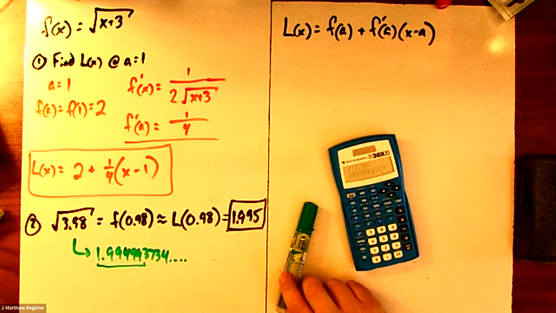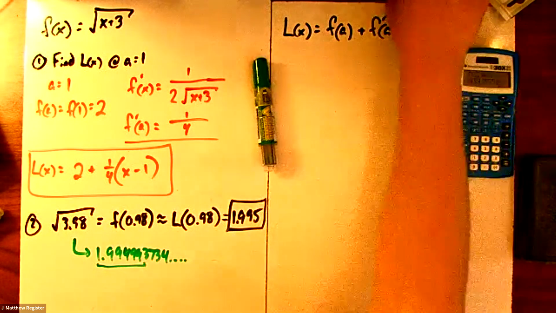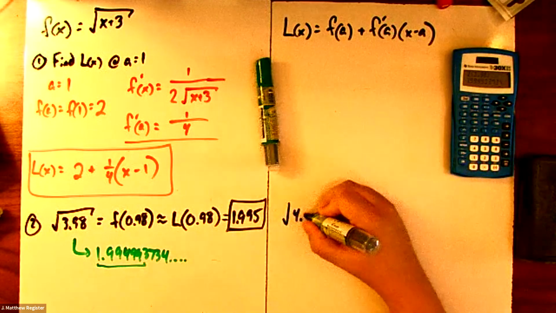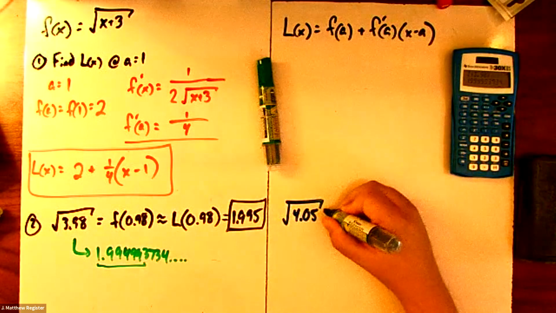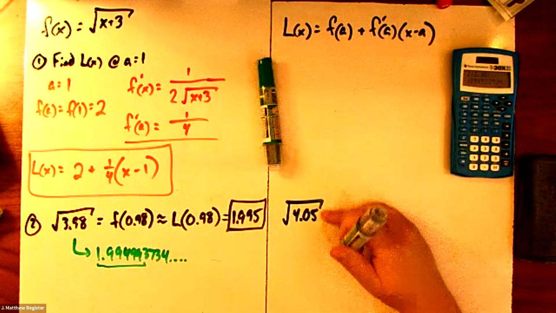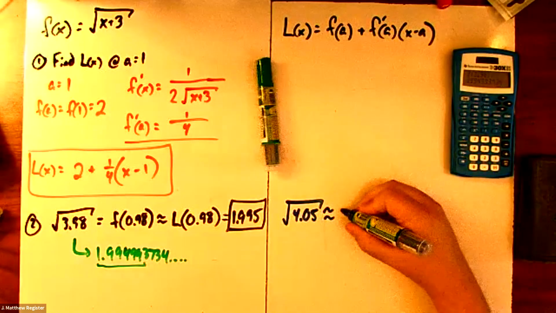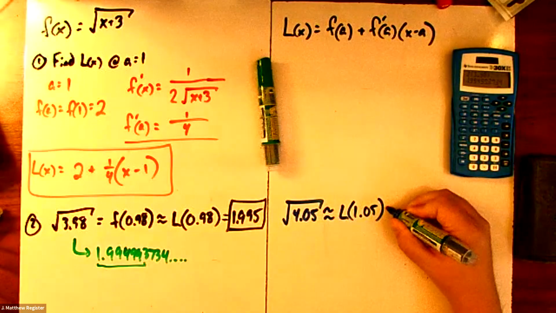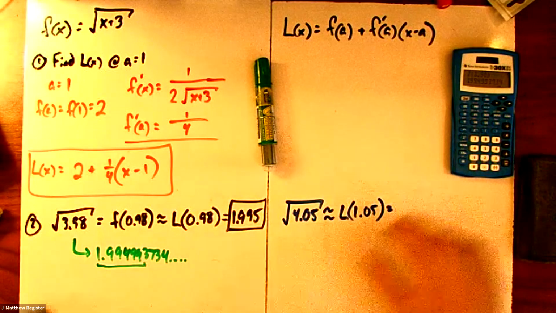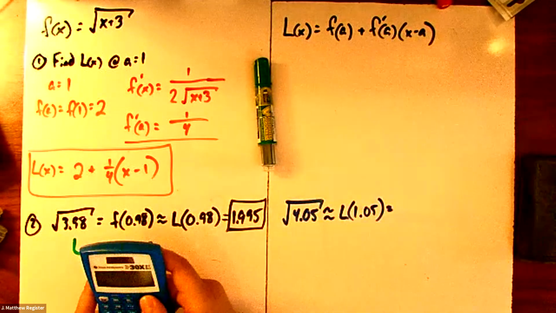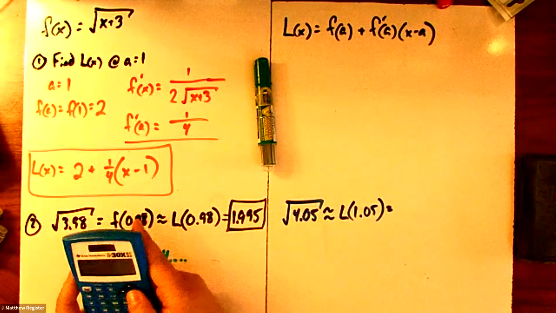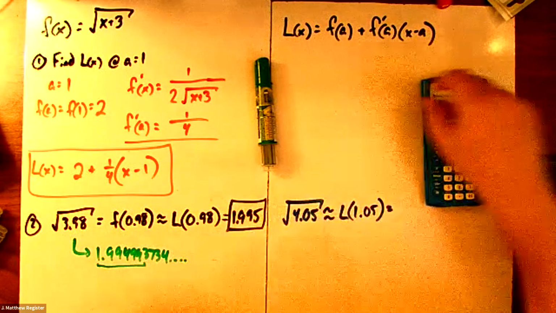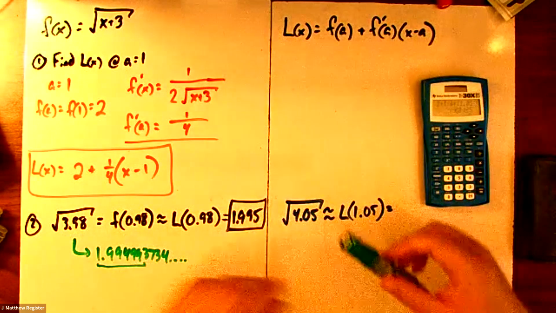The other one was 4.05. And so the square root of 4.05, we'll just do it over here. Well, we would say that that's approximately L of 1.05. And then we could plug that into our handy dandy calculator. 1.05. And I end up getting 2.0125.